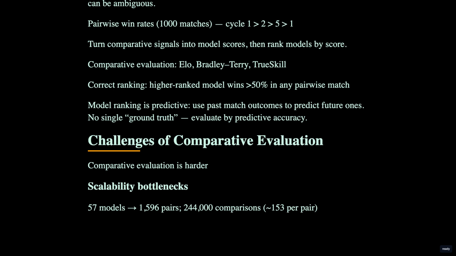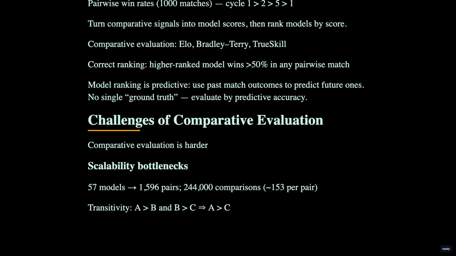foundation models. Many ranking systems assume transitivity. If A ranks above B and B ranks above C, then A ranks above C. This lets the algorithm skip some pairwise comparisons. Once it's certain about A greater than B and B greater than C, it can infer A greater than C without directly comparing A and C.